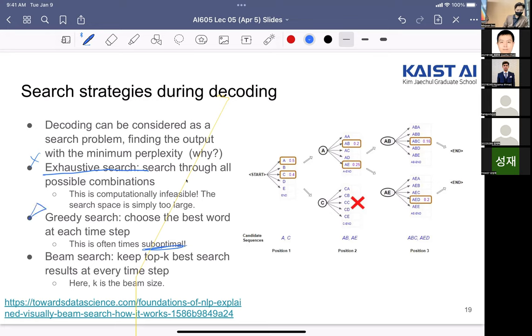So the most preferred way generally is using beam search, which is keeping the top K best search results at every time step, where the K is the beam size. So this is really usually a preferred way. And of course, if K equals one, that's exactly the same as greedy search, right?